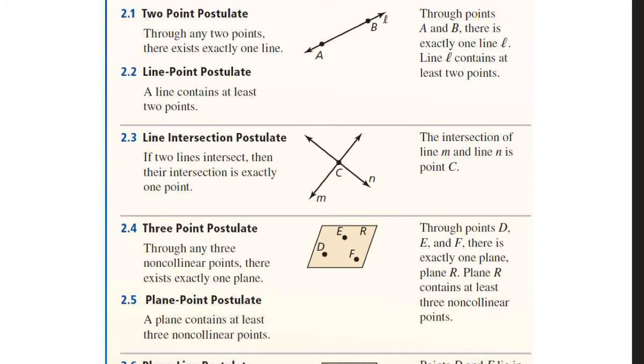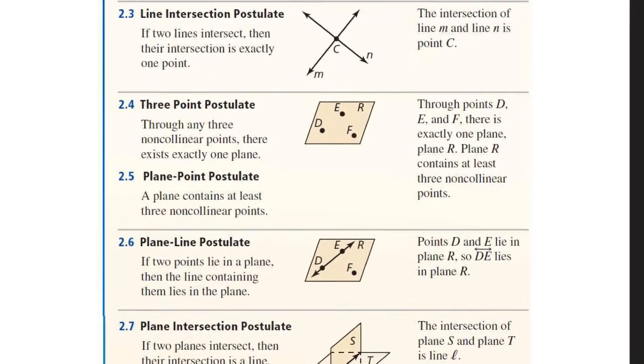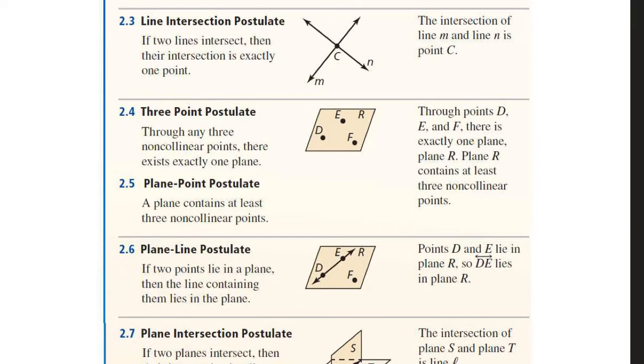The line-point postulate is kind of the reverse of that. A line contains at least 2 points. So if I have a line, I know that it contains at least 2 points. Those two postulates concern lines and points. Postulate 2.3, the line intersection postulate, says that if two lines intersect, then their intersection is exactly 1 point, which makes sense. And there's an example of it to the right.